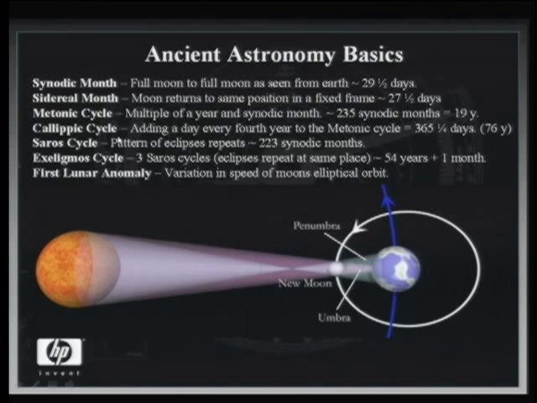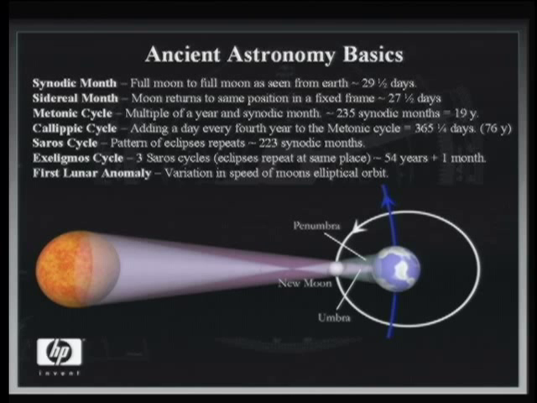The Saros cycle is interesting. It was known that eclipses can reoccur every 223 synodic months. That cycle is called the Saros cycle, and is definitely one of the more complex things that the mechanism shows.